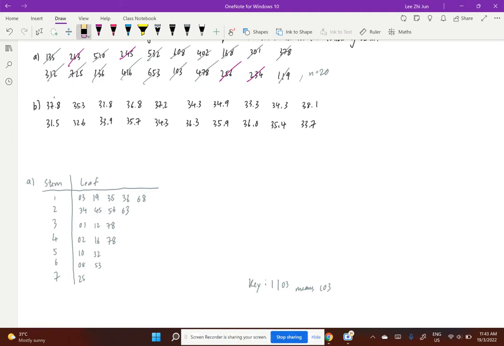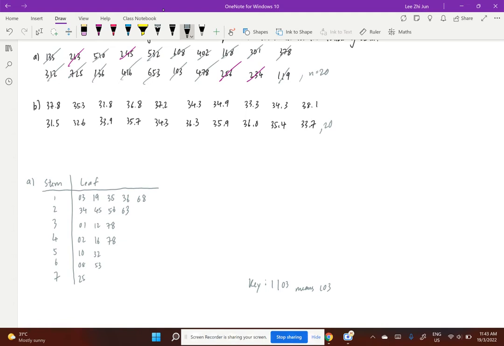Okay, so we go to B. It's decimal. So for this case, I need to let the first 2 digits go to the stem and the last digit to the leaf. Okay, for that, let me count how many numbers. 1, 2, 3, 4, 5, 6, 7, 8, 9, 10, 12, 13, 14, 15, 16. Okay, you also have 20 also. So we just arrange it.